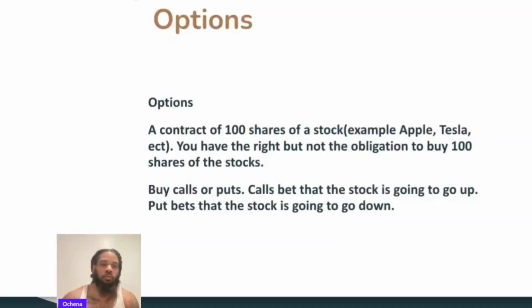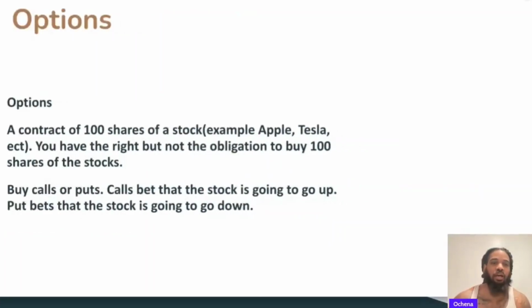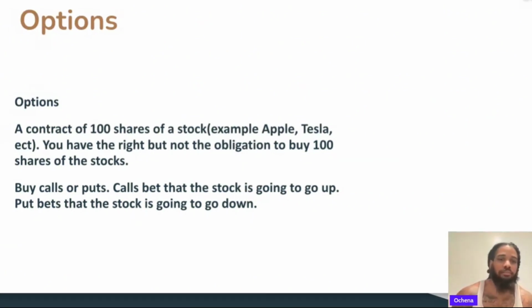Let's get into this. What is an option contract? An option contract is a contract of 100 shares of stock, for example Apple, Tesla, Adobe, stocks like that. You have the right but not the obligation to buy 100 shares. You could buy calls or puts. Calls bet that the stock is going to go up. Puts bet that the stock is going to go down.